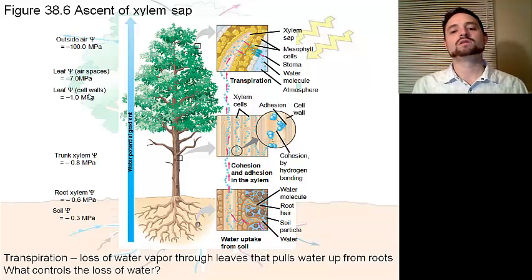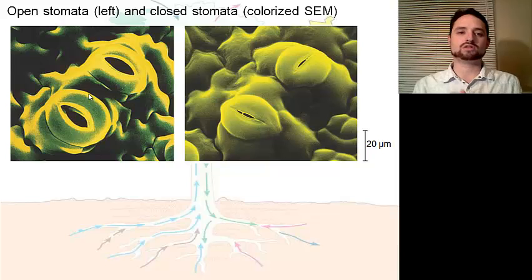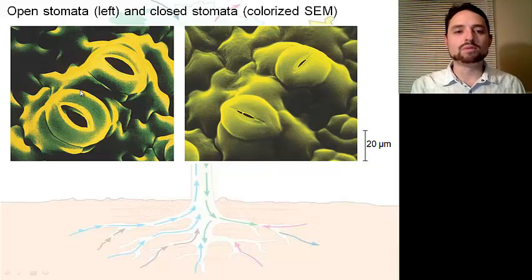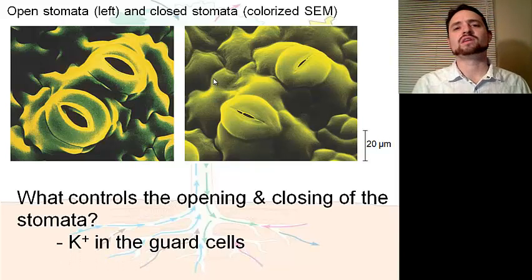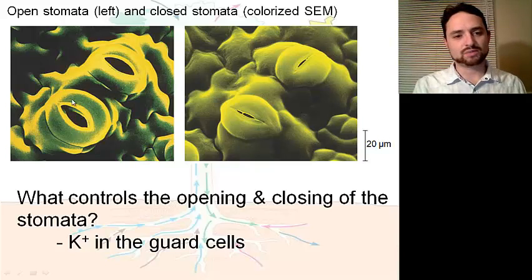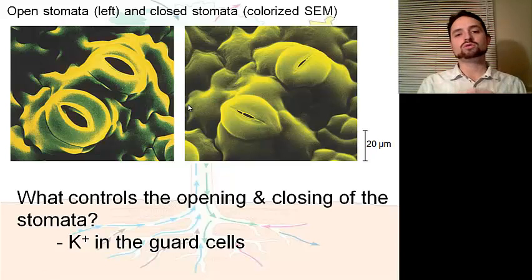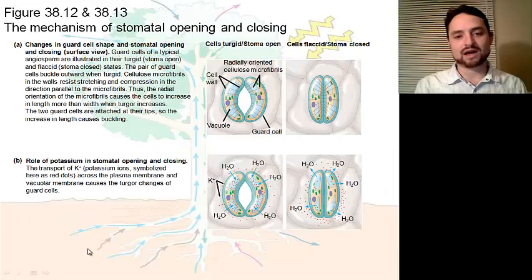What controls the loss of water? The stomata, and we'll actually look at the stomata here. On this side you've got an open stomata, and over here a closed stomata. I think they're the coolest looking things, especially using the scanning electron microscope that you see here. They look like little mouths, open and closed. What controls the opening and closing of the stomata? This is interesting. It's actually potassium ions in the guard cells. Remember, the guard cells in this picture would be these cells right here that go around the opening of the stomata. Whether those cells are open or closed is all related to potassium ions in the cell.